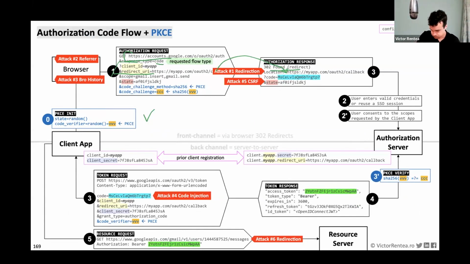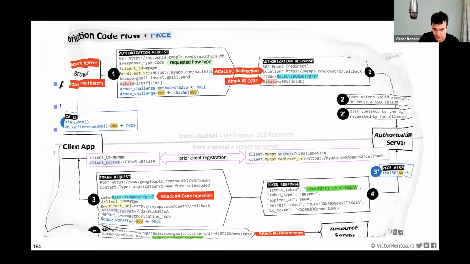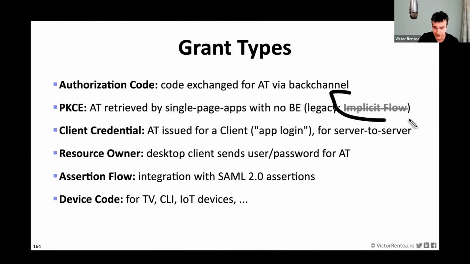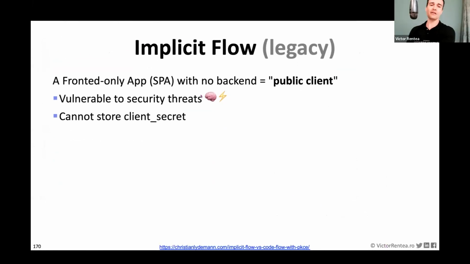Very fun. Now, there is one more mystery left. What the heck is the implicit flow? It's a wild idea that was originally in the OAuth standard 10 years ago, that there can be an application that is front-end only. What do you mean? No backend. Freedom. JavaScript forever.